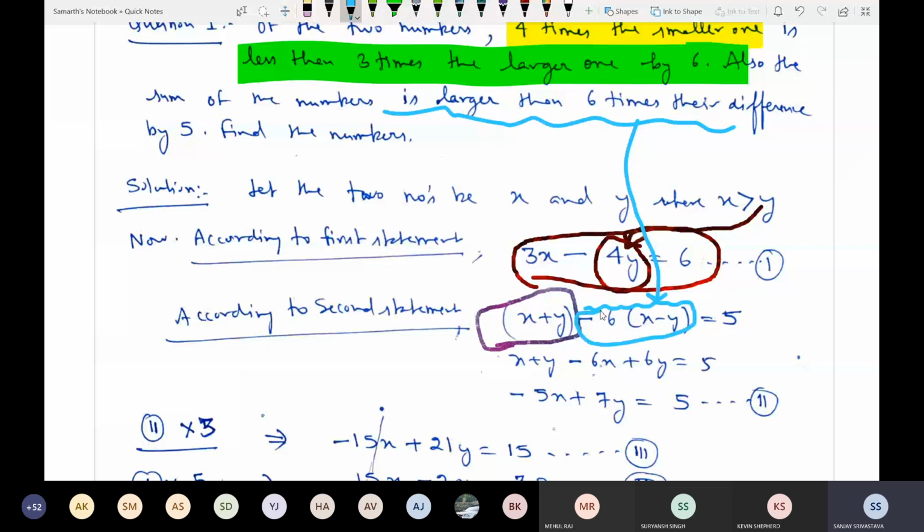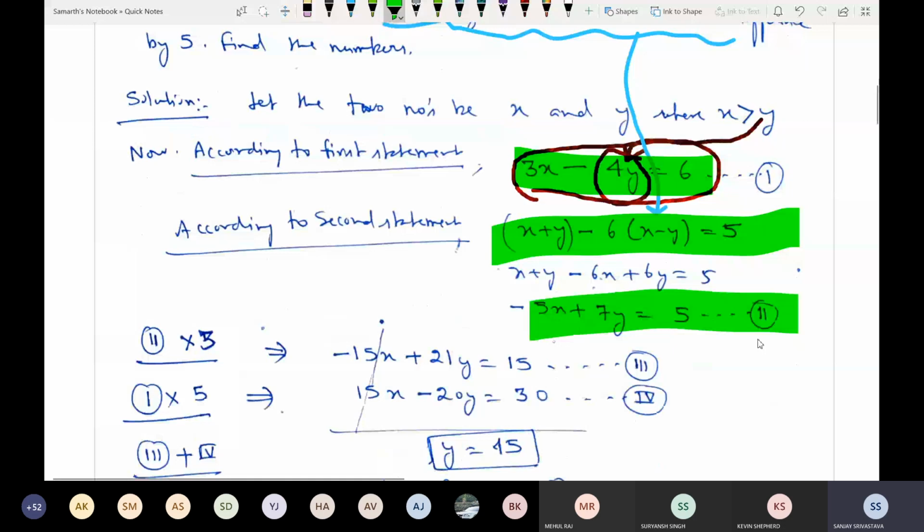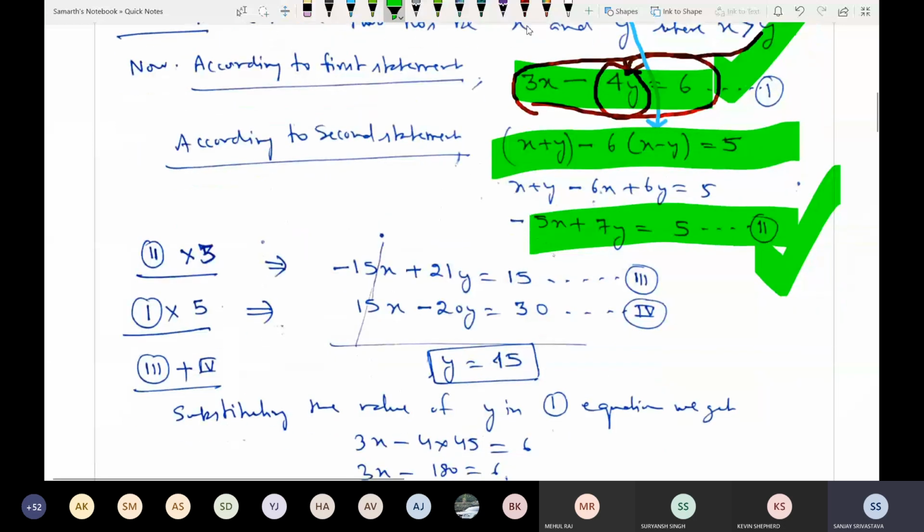On simplifying it, what will we get? We will get minus 5x plus 7y equals 5. This is the second equation. Now, the first equation which we have got is 3x minus 4y equals 6, and the second equation is minus 5x plus 7y equals 5. So I have multiplied the second equation by 3, just to make the x coefficient equal. So you will get minus 15x plus 21y equals 15.